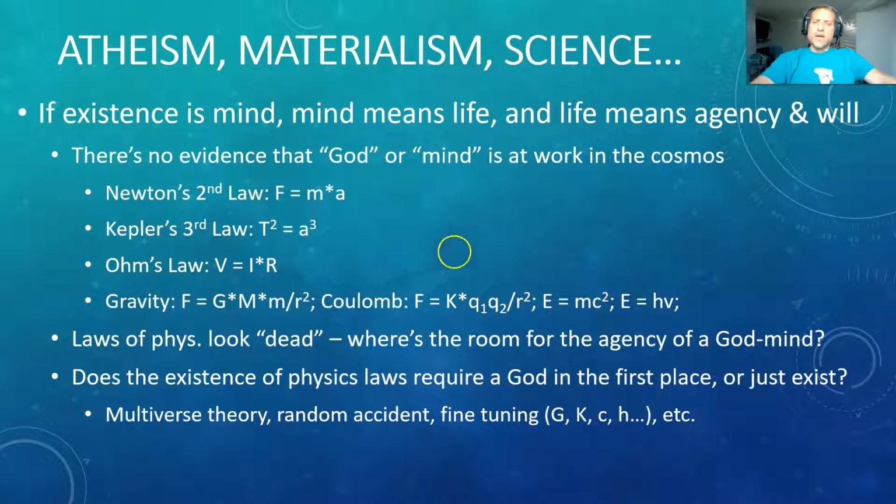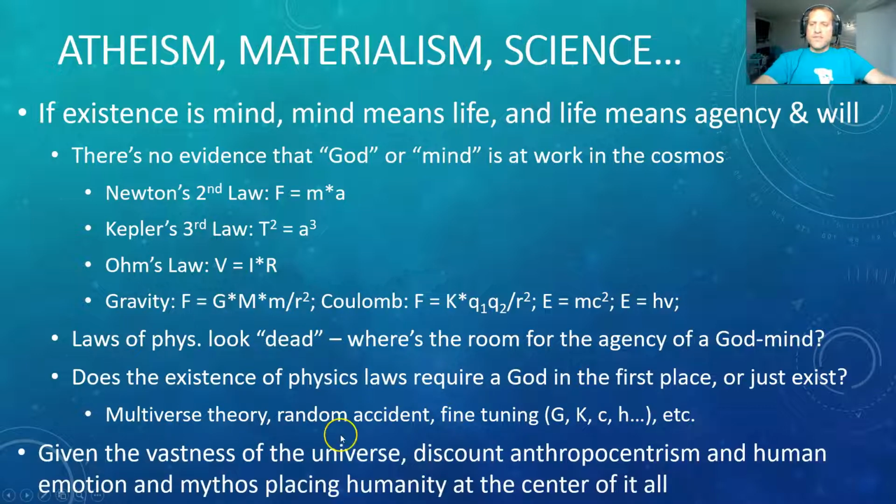Right? In any case, to explain that, science comes up with multiverse theory, random accident theory, and that explains the fine-tuning problem, etc. And given the vastness of the universe, the position in science then is to discount anthropocentrism and human emotion and any mythos placing humanity at the center of all, because it's obviously so big and so vast, how could we have any possible relevance to the universe? That would be the science position. So that's why they come up with multiverse theory, random accident theory, and such things.